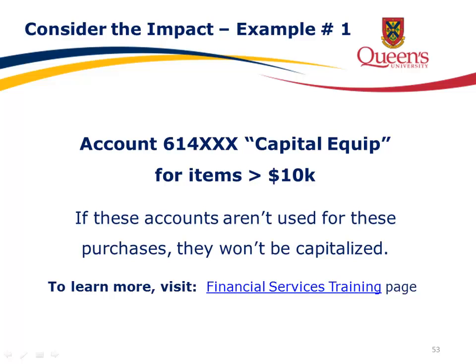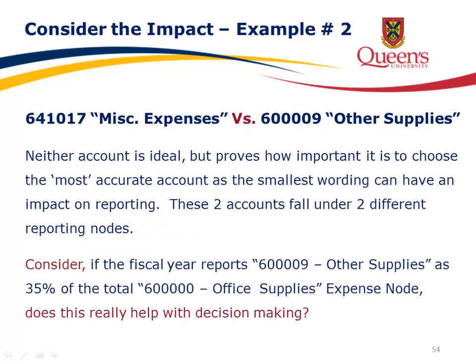Consider the impact in our example number 1. Accounts that begin with 614 are used for capital equipment items over $10,000. When these accounts aren't used for these purchases, they won't be capitalized. To learn more, visit the Financial Services training page.